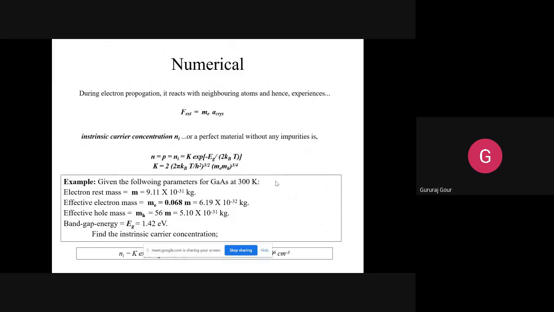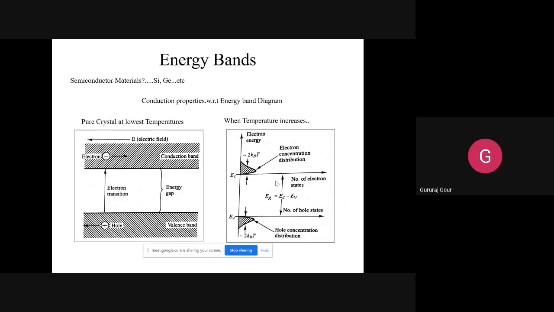During electron propagation, it reacts with the neighboring atoms and hence experiences some external force, Fext. So we know that the force is, for example, what is happening here is that if one electron is there in the valence band at the lowest temperature, or maybe with the rise in temperature, a neighboring electron which did not jump at the lowest temperature is now getting energy with the rise in temperature. So what is happening with that electron the moment it gets the energy from this rise in temperature? Okay.